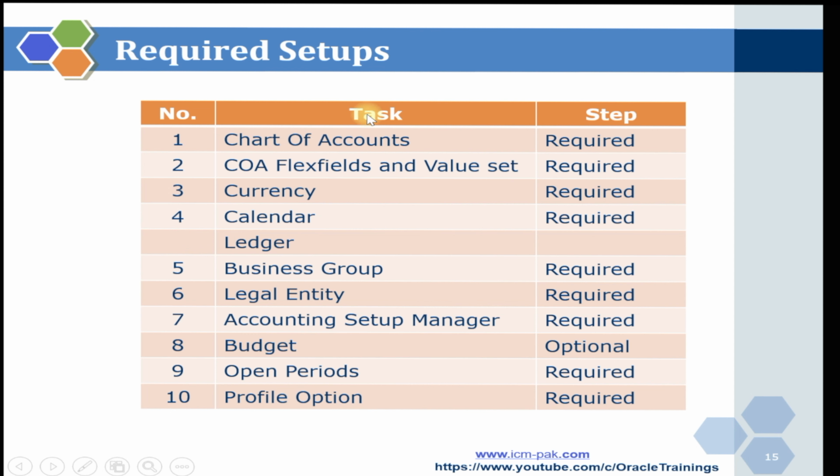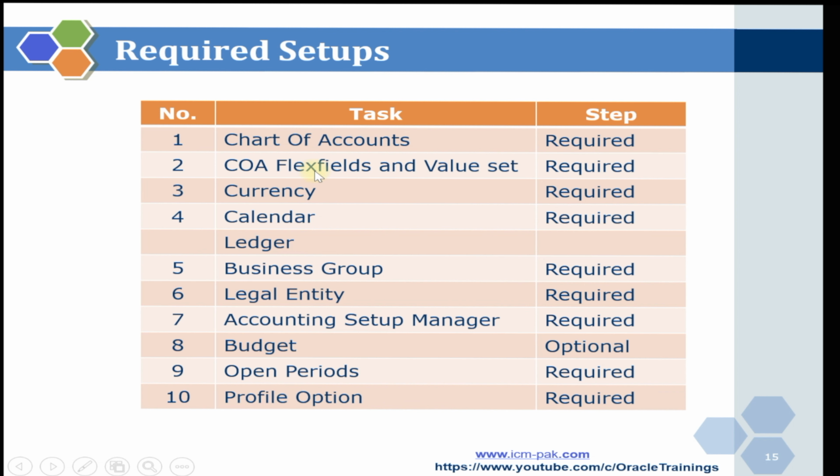Now, what setups are required to configure the Oracle Journal Ledger? First of all, we will make the setup for the chart of accounts. Then for the chart of accounts we will make the flex field and the value sets. Then we will configure currencies, the calendar, and set up the ledger. We will configure the business group and the legal entity, and we will go to the accounting setup manager, make the budgets, and then open the period. We will configure some important profiles, and after that we will do the transactions.